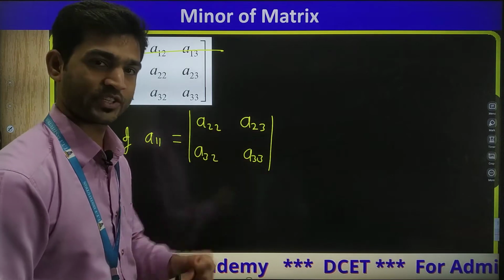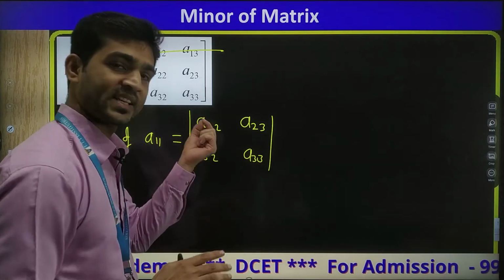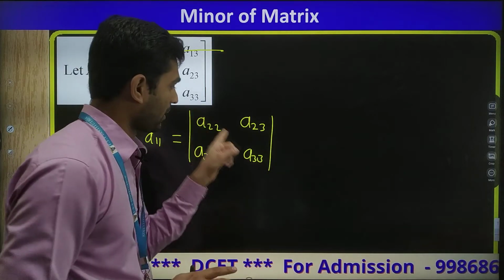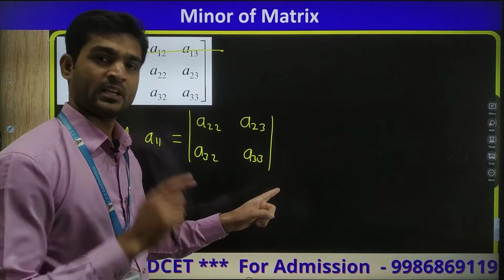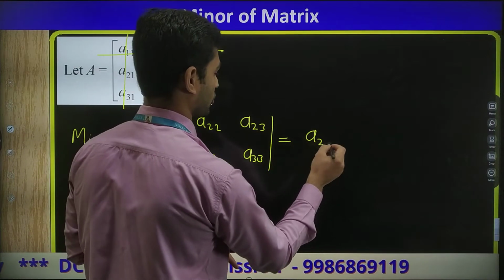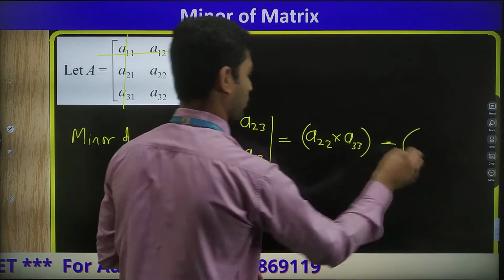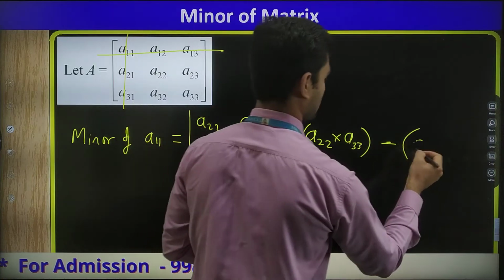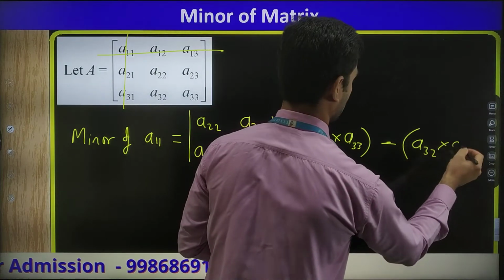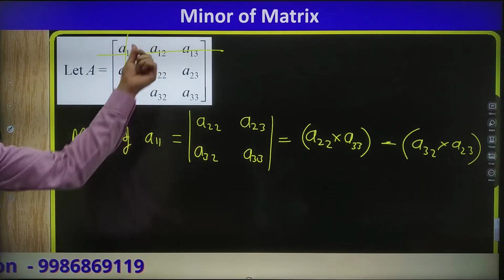In the last video we discussed how to simplify the determinant. According to that, the determinant can be simplified by the product of the first principal element minus the product of the second principal element, nothing but a22 into a33 minus a32 into a23. By this way I can find the minor of element a11.